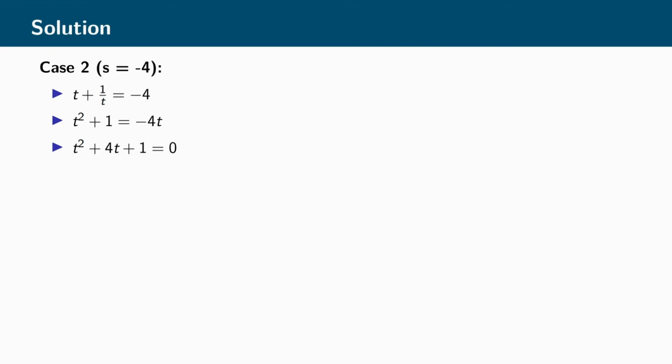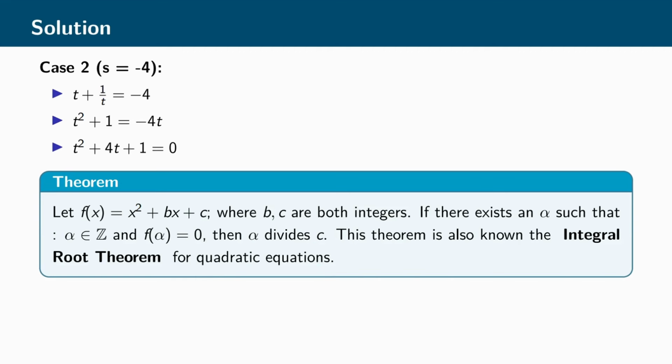Now we make use of a theorem. Let f of x equals x squared plus bx plus c, where b and c are both integers. If there exists an alpha such that alpha is an integer and f of alpha equals 0, this just means that alpha is a root of f of x, then alpha divides c. This theorem is also known as the integral root theorem for quadratic equation.